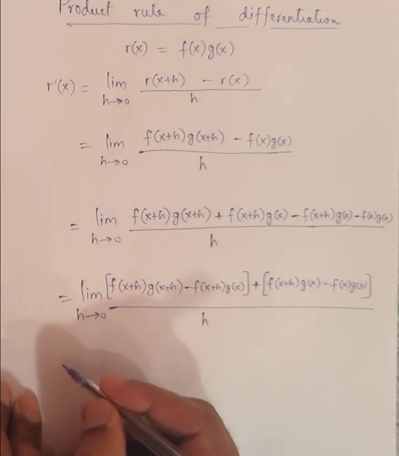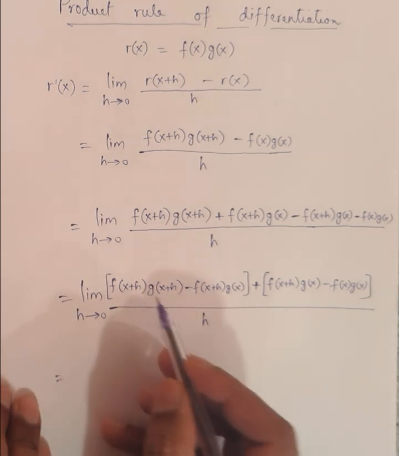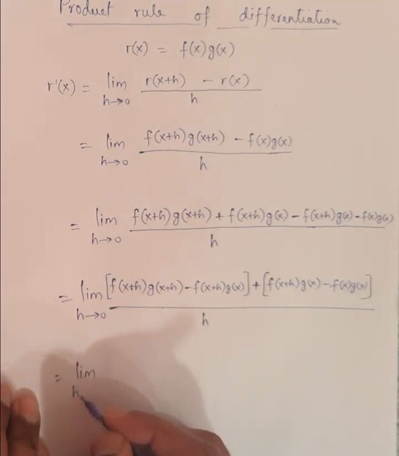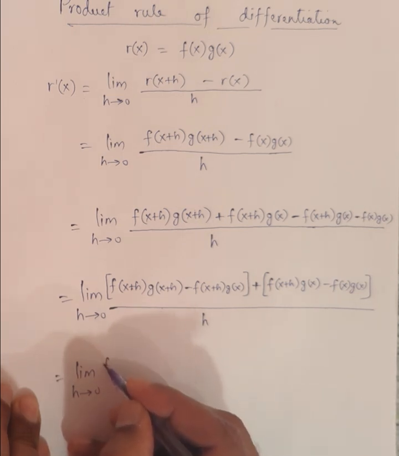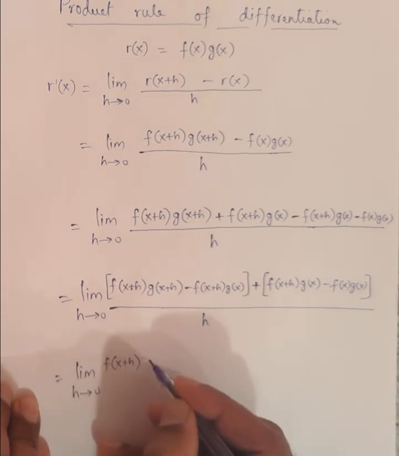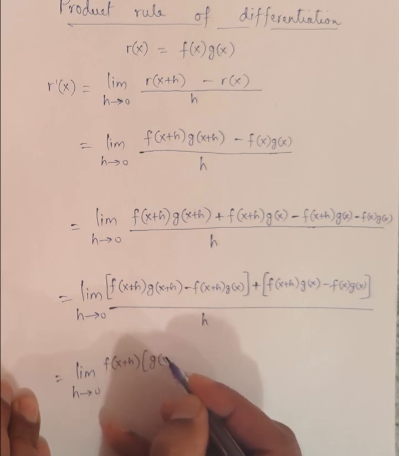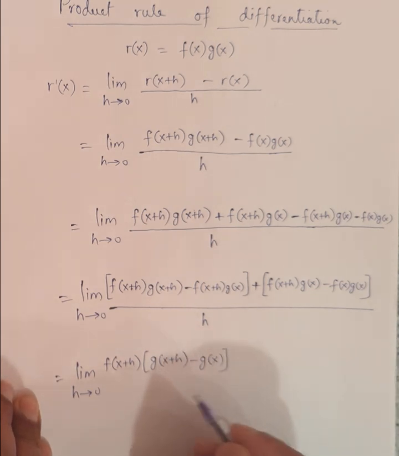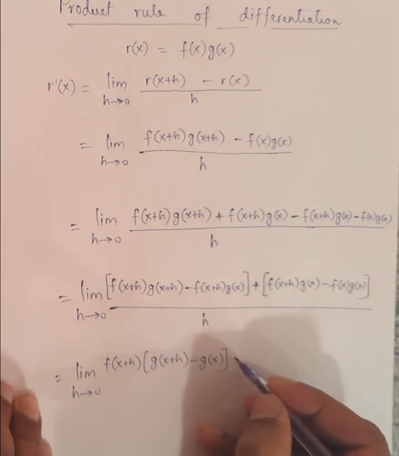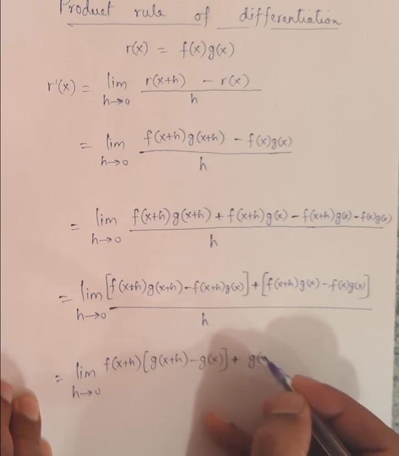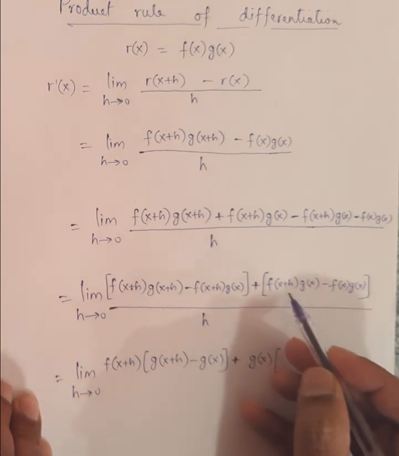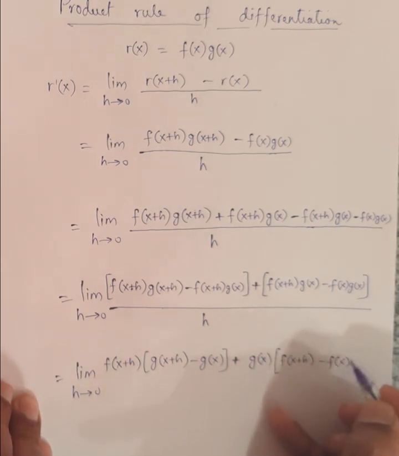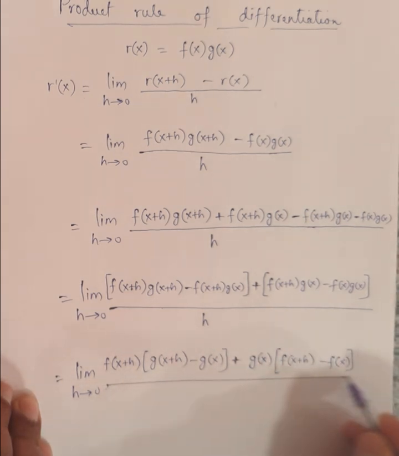So this looks like, I can factor out f of x plus h in the first pair. So I get f of x plus h, and then I have g of x plus h minus g of x. And in the second pair, I can factor out g of x, and then I have f of x plus h minus f of x, all over h.